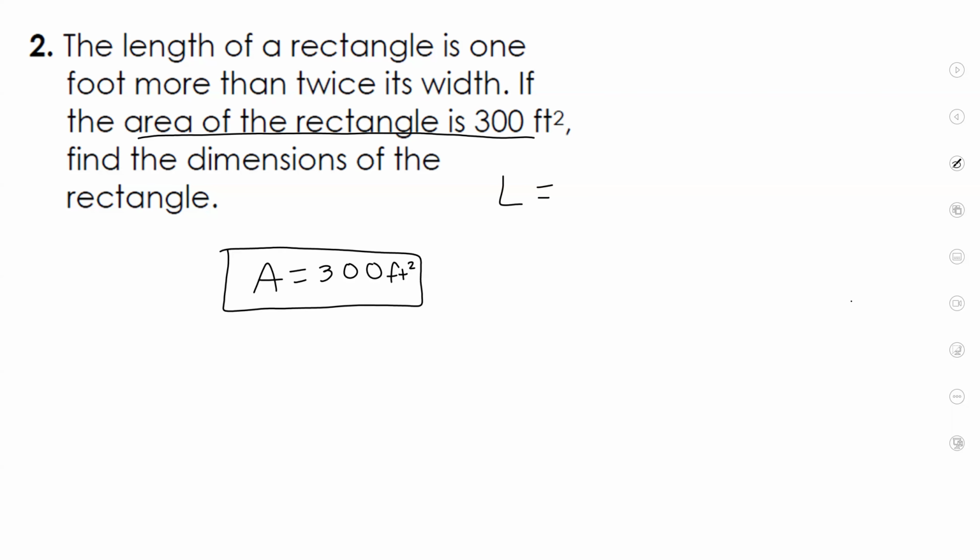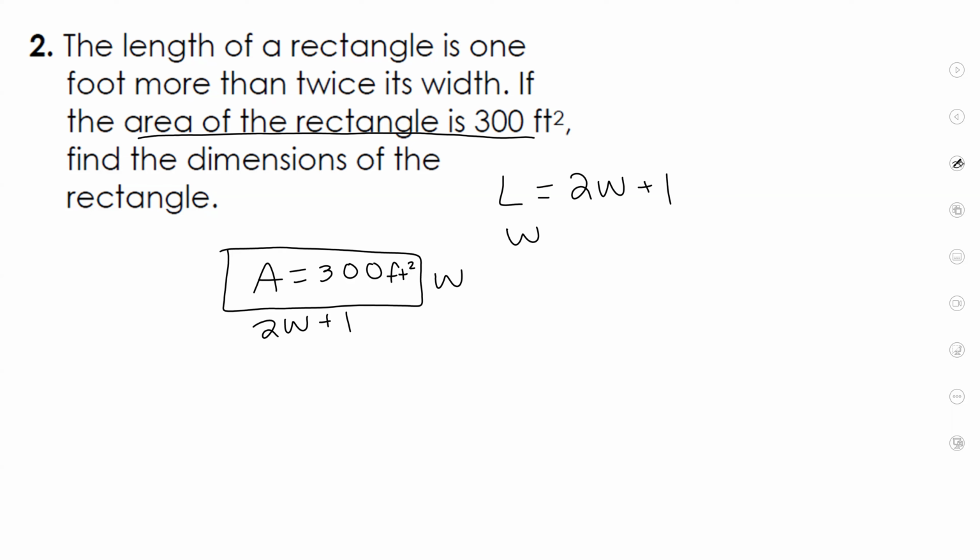Okay, so it says the length of a rectangle is 1 more than twice its width. Well, twice the width is just 2W, right? And then you add 1. And then you just have your width. So say this is the width, and the length is just 2 times the width plus 1. Does that make sense, guys?